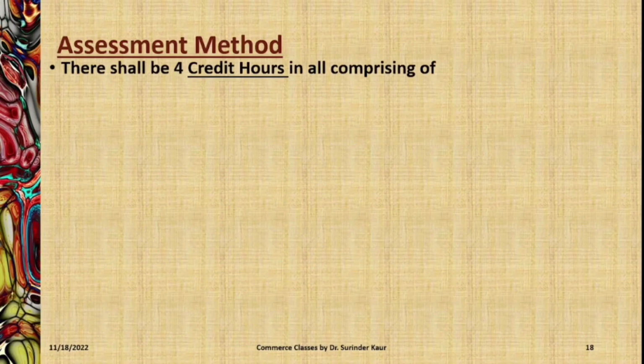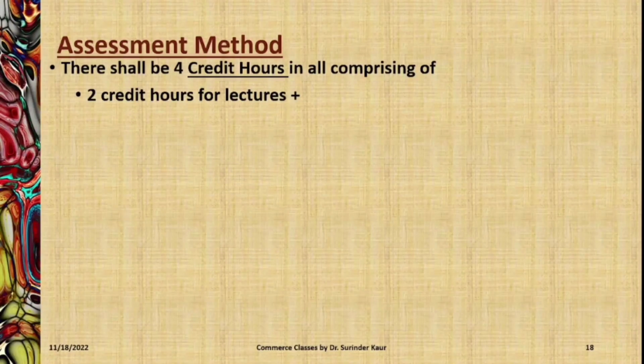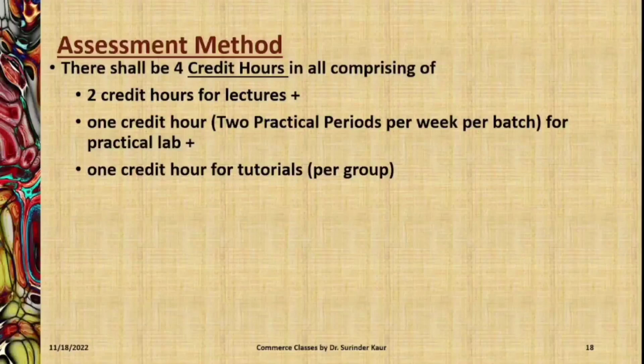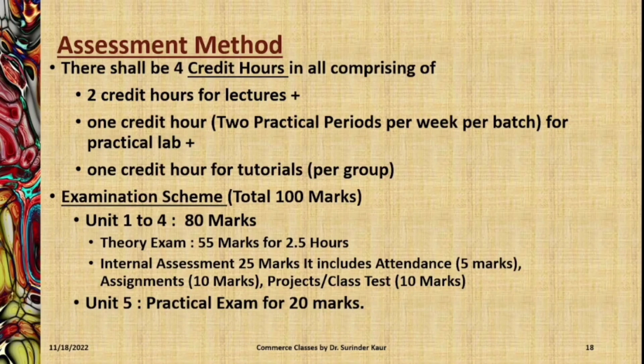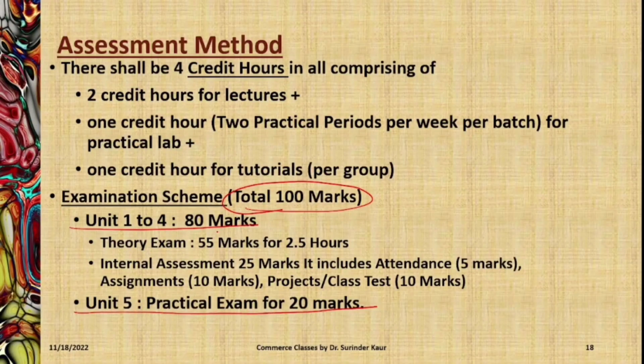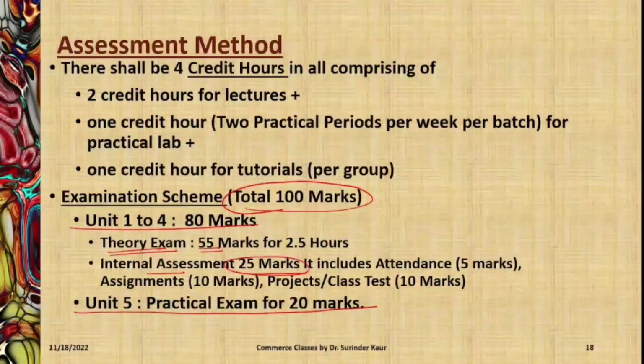So how will you be assessed? You have 4 credit hours in all, comprising 2 credit hours for lectures, 1 for tutorial and 1 for your practical lab class, because your practical lab will be there for computerized accounting systems. Your examination scheme is that your paper is of 100 marks. Out of 100 marks, your practical exam for Unit 5 will be for 20 marks and Units 1 to 4 are of 80 marks. This 80 marks comprises 25 marks of internal assessment and 55 marks of theory exam, which you will be doing in the examination center.